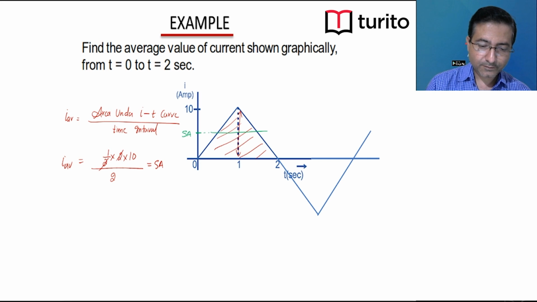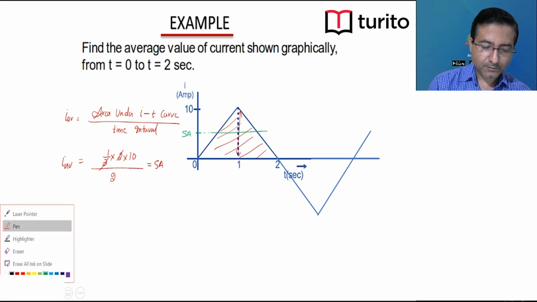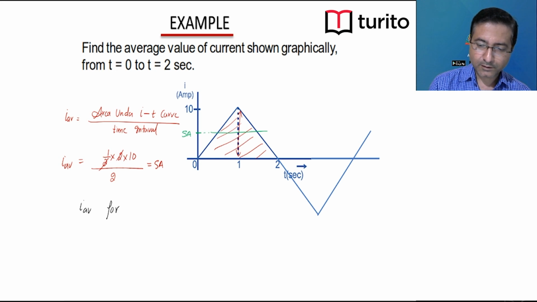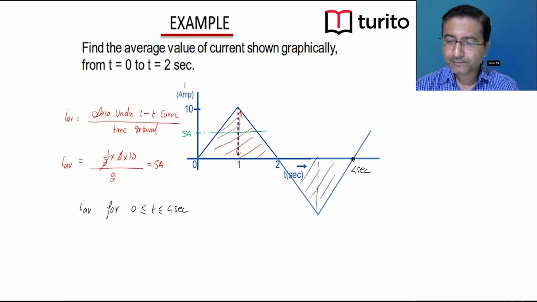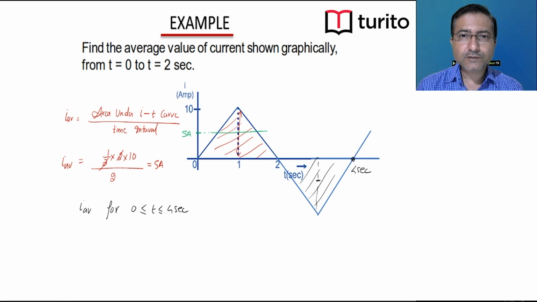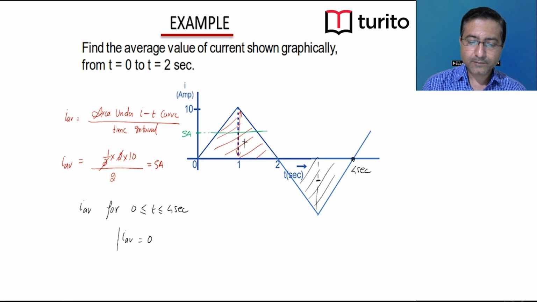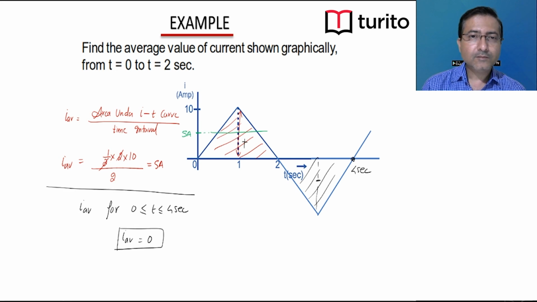If I take the average for 0 to, this will be 4 seconds, right? 0 to 4 seconds, whatever positive area we are getting, the same negative area will come for this part. So these positive and negative areas will cancel each other, and we are getting the average as 0. I hope the procedure is clear. So the definition of average is clear.